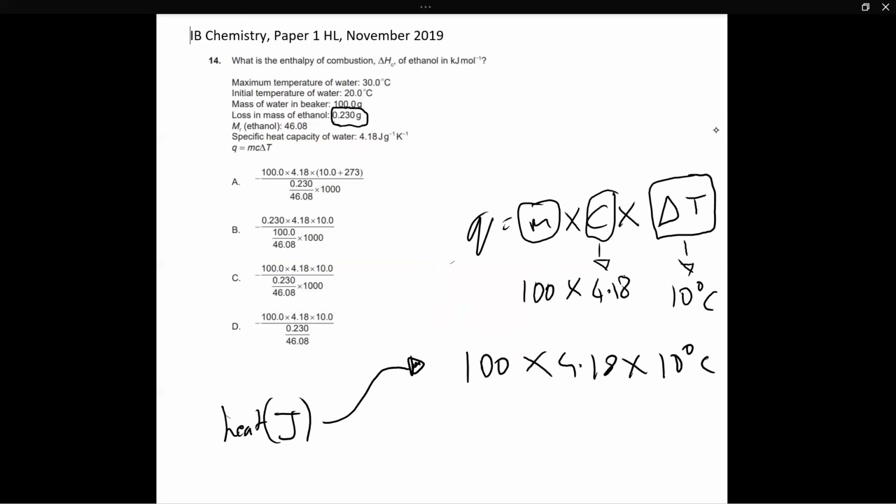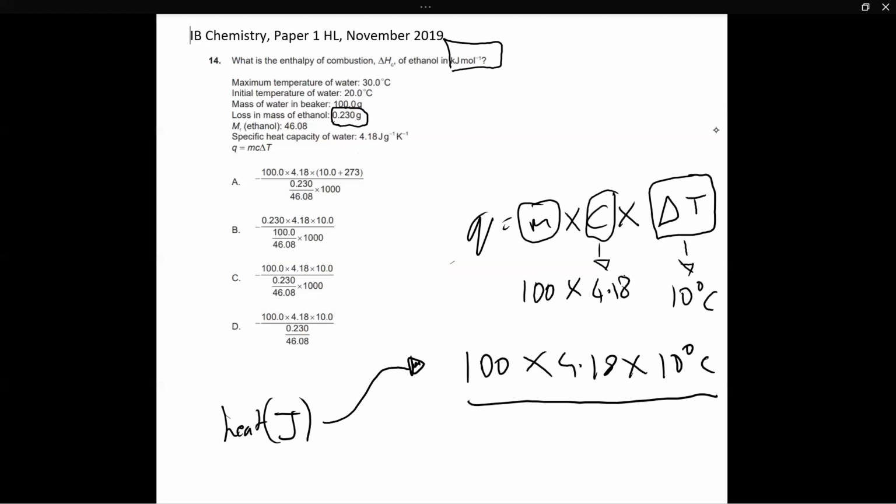Now, in order to find out the enthalpy of combustion, we have to divide the total amount of heat given out in joules by the number of moles of ethanol that was burnt, because, remember, they've asked us in kilojoules per mole. So we need to figure out how much heat energy in kilojoules, sorry, was given out per mole. So we need to divide this by the number of moles of ethanol.